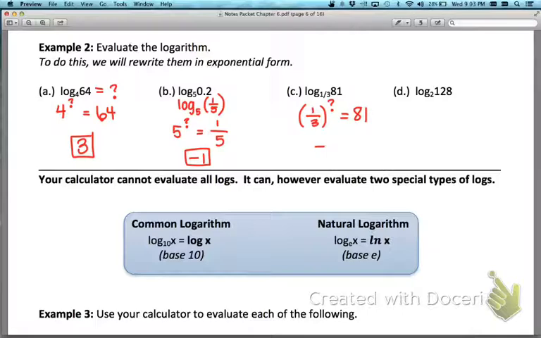3 squared is 9. 3 to the 3rd is 27. And then 3 to the 4th is 81. So the answer here is -4.